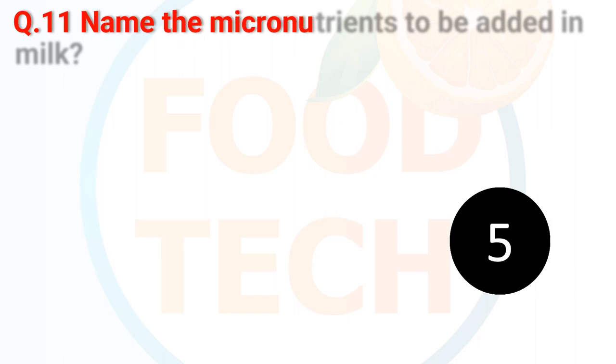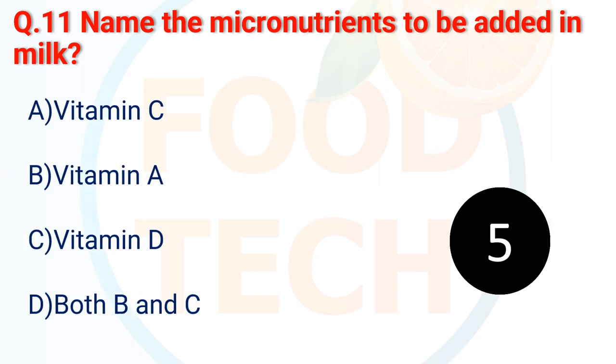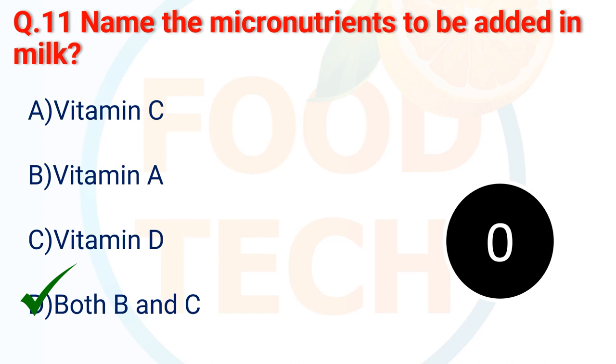Question 11. Name the micronutrient to be added in milk. A. Vitamin C. B. Vitamin A. C. Vitamin D. D. Both B and C. The answer is both vitamin A and D.